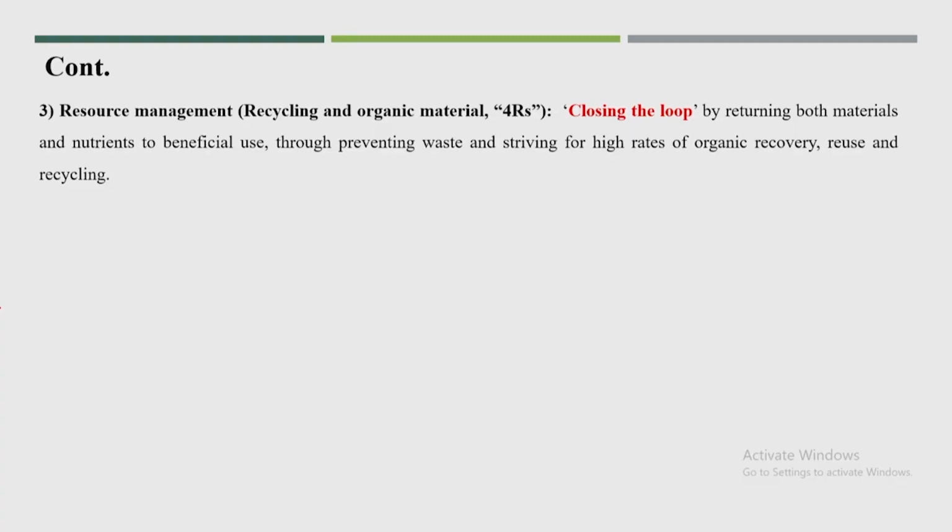And the third point is resource management. This is also one of the most important physical elements of ISWM, and how resource management could be possible is by proper recycling of dry waste and also getting products from the organic material. In this one, if you talk about the 4 R's, normally we know the 3 R's, which I am showing in the next slide. The 4 R's: closing the loop by returning both material and nutrient to beneficial use, through preventing waste and striving for a high rate of organic recovery, reuse and recycling.